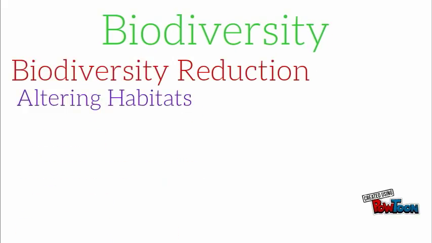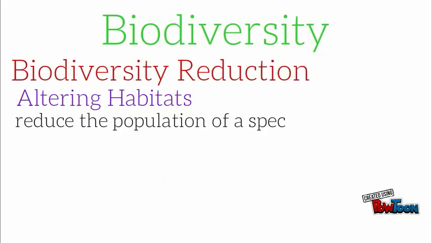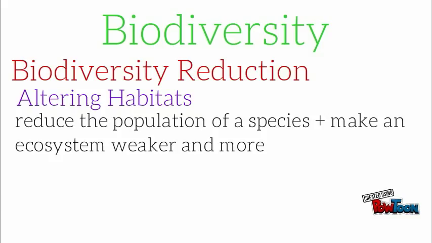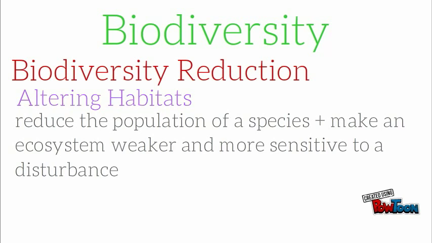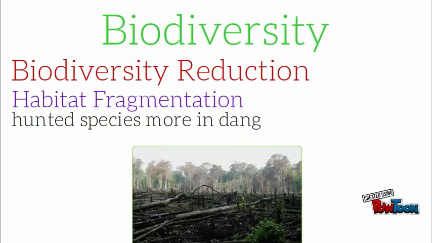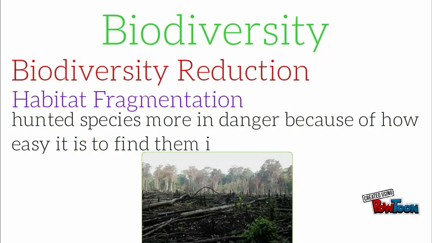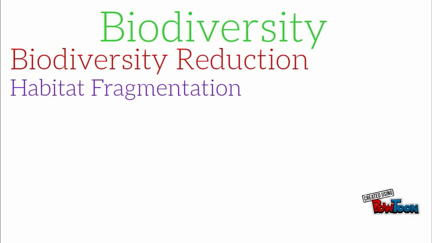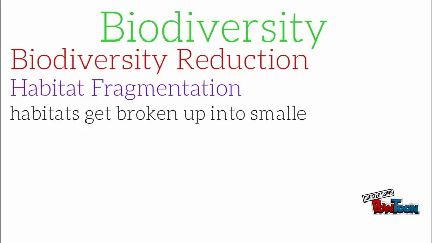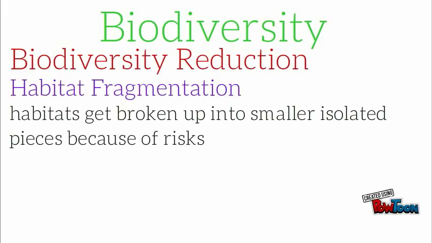Altered habitats can reduce the population of species and make the ecosystem weaker and more sensitive to a disturbance. Habitat fragmentation can put hunted species in more danger because of the ease of finding a specific species in a smaller area. Habitat fragmentation is when habitats get broken up because of these risks.